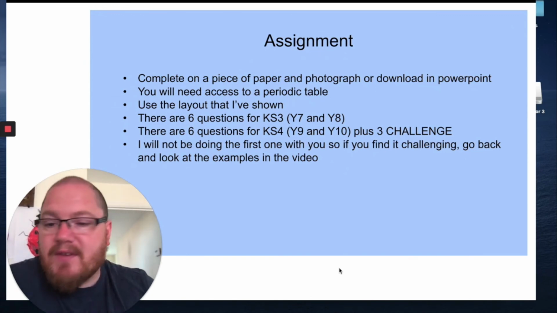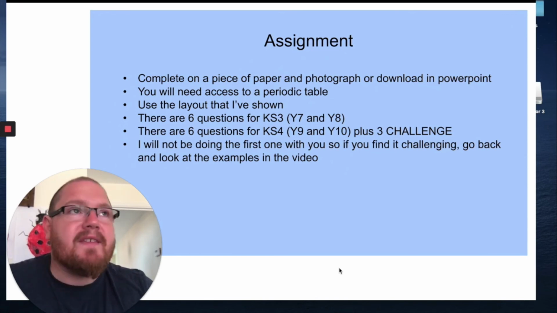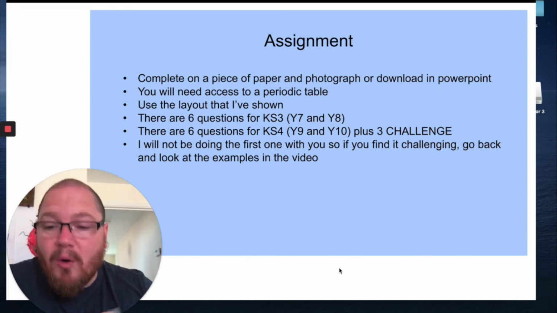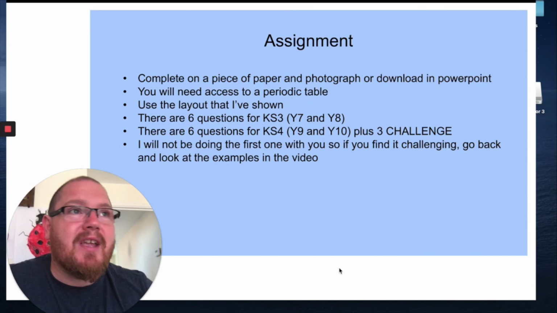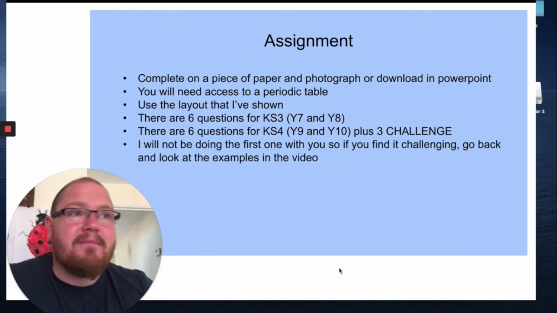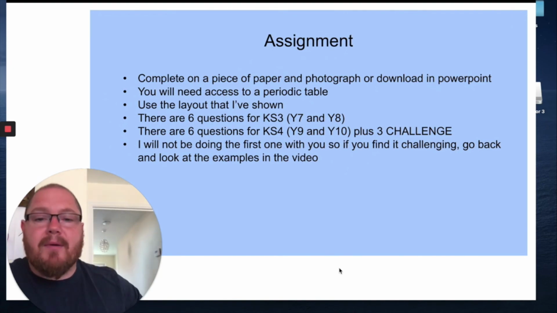There's 6 questions for Key Stage 3, year 7 and 8, and there's 6 questions for Key Stage 4, year 9 and 10. And then you've got 3 challenges right at the end. So I'm not going to be doing the first one with you because I think I've done enough examples. So go back and look over the examples if you're not sure. Again, I would challenge you to do them all because we're off anyway. If you're getting bored of the PlayStation or the Xbox, just do all 12 questions or 15 questions with the challenge. Submit it, see how you do. It's just something to do. It's problem solving. Keep you occupied for half an hour.